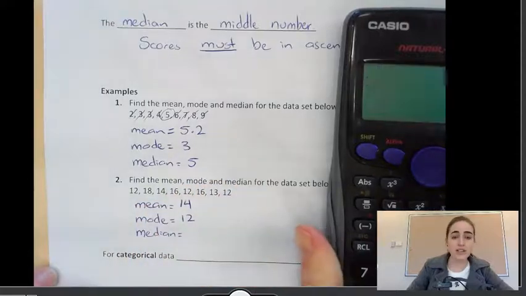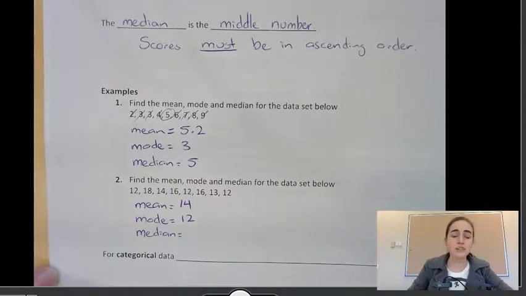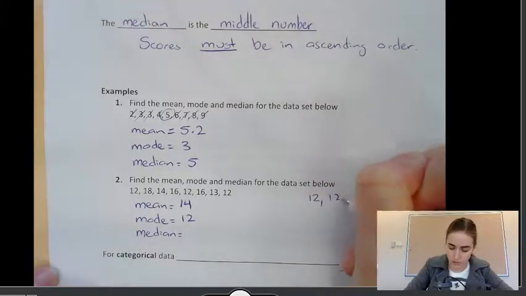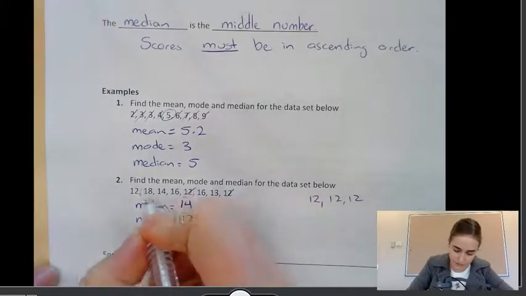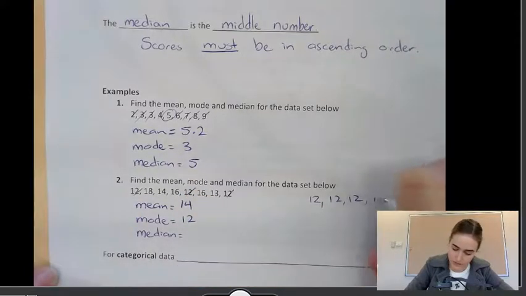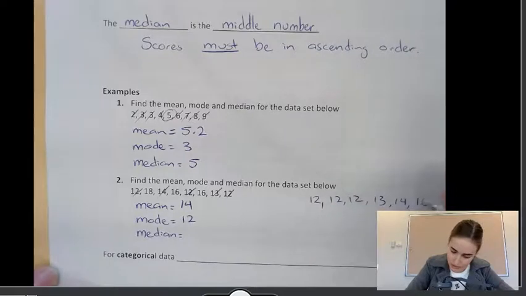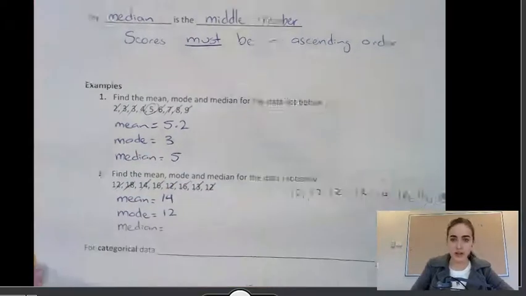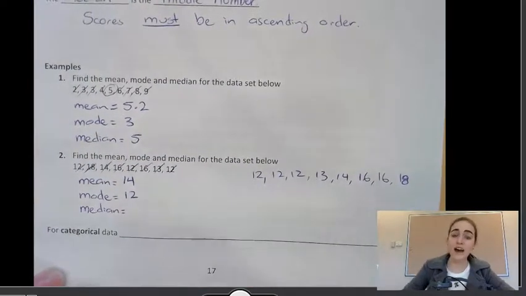Now, in this one, the scores aren't arranged in ascending order, so we're going to have to rewrite them. My smallest number is 12, so I'm going to write 12, 12, 12, because there's 3 of them. Then I've got a 13. I've got a 14. I've got 2 16s and an 18. Oh, sorry, an 18, not 19. All right, so I've got all my scores there, and now I can find the middle.